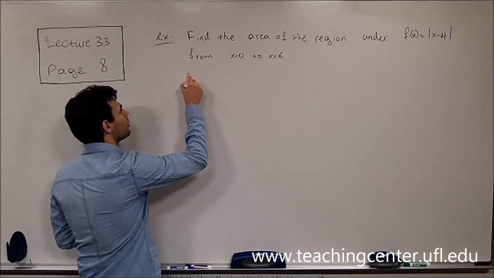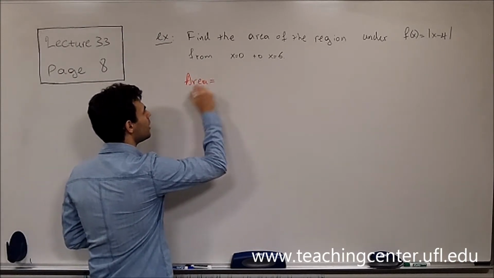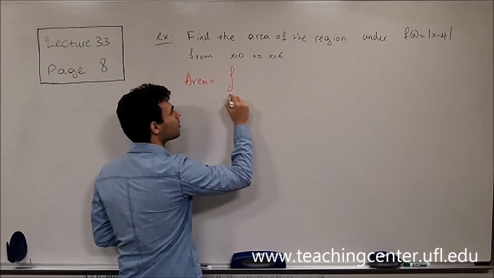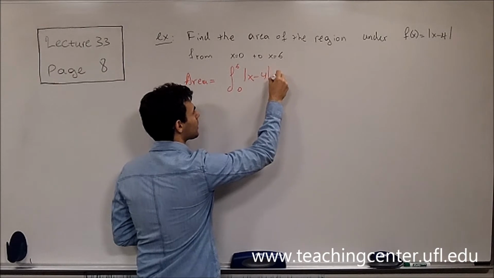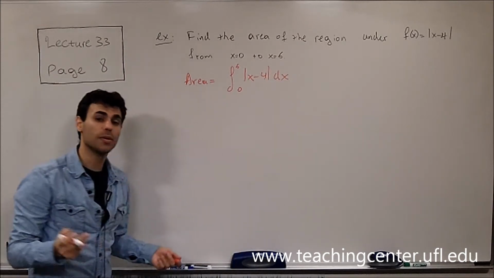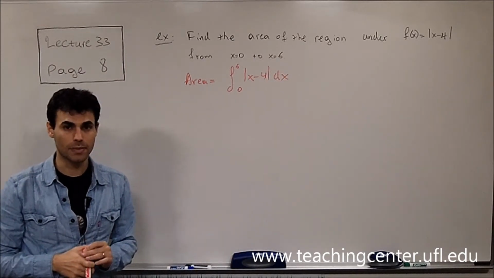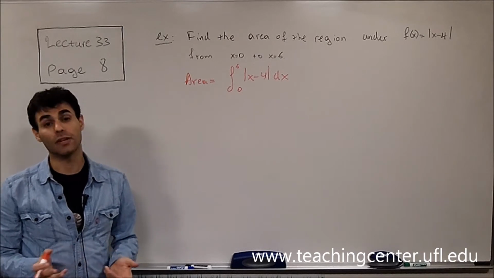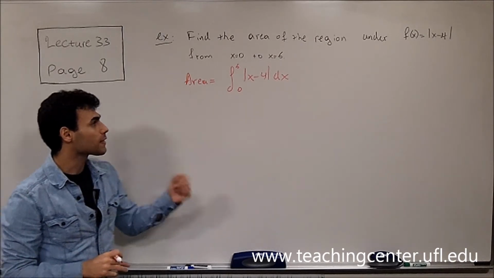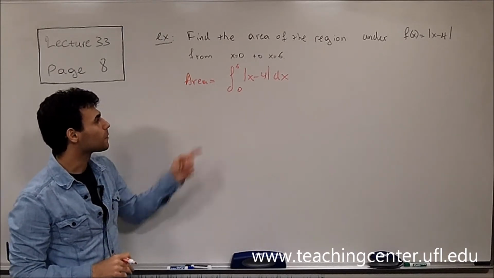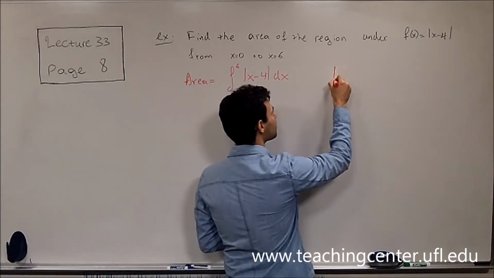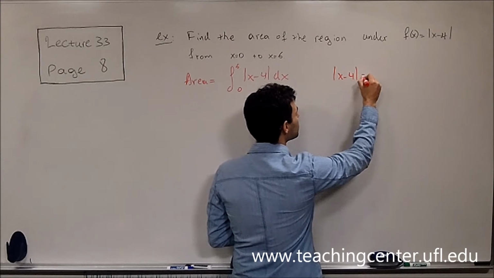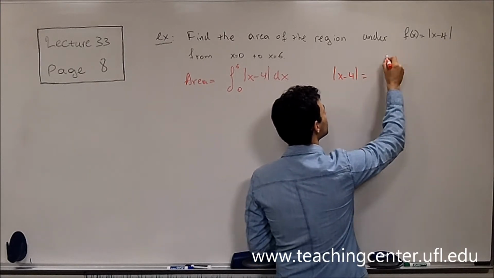Then the area is nothing more than this integral from 0 to 6, absolute value of x minus 4 dx. The problem now is, how do we find integrals of absolute value? And the answer is, we get rid of the absolute value. So just like we did in the past, you have to somehow change this absolute value of x minus 4. And absolute value of x minus 4 changes into a piecewise function as follows.